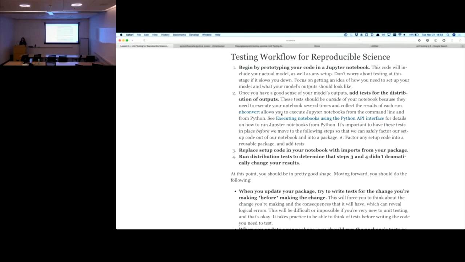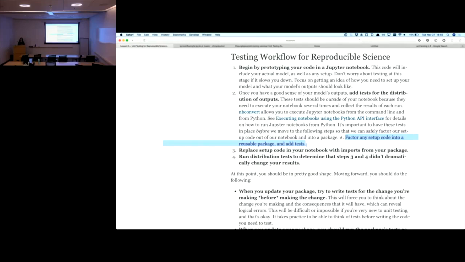The next thing that I would do is, I missed a number, I'm sorry. The next thing that I do is I would factor out all my setup code, all that deterministic setup code, into a reusable package, and I would test all of that deterministic setup outside of my Jupyter Notebook. And after that, I would replace that setup code in my notebook just by importing this package that I created, and I would run my distribution tests.